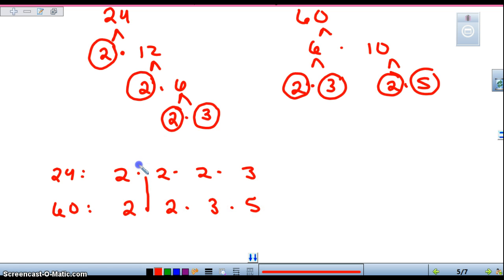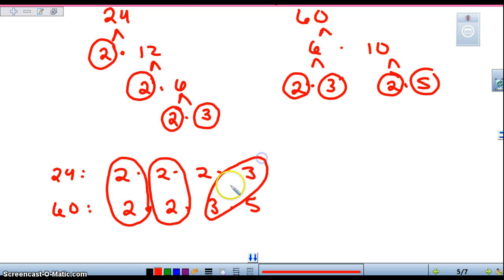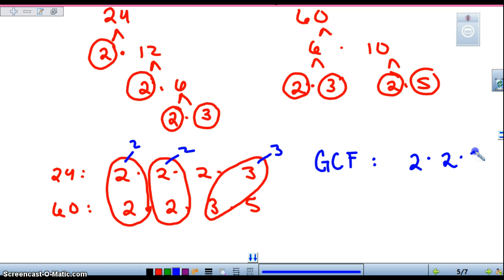If we circle what they have in common, they have these two in common, these two in common, and these two in common. These are the common prime factors. To find the greatest common factor, we have to multiply the common prime factors. That means we're going to multiply a 2, another 2, and a 3. The greatest common factor is equal to 2 times 2 times 3, or the greatest common factor is 12.